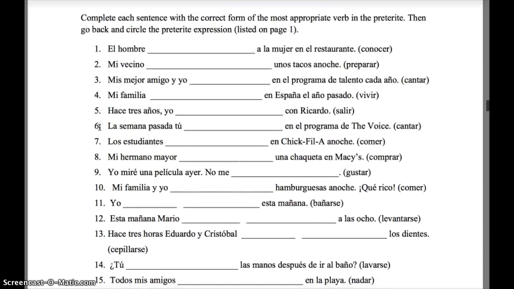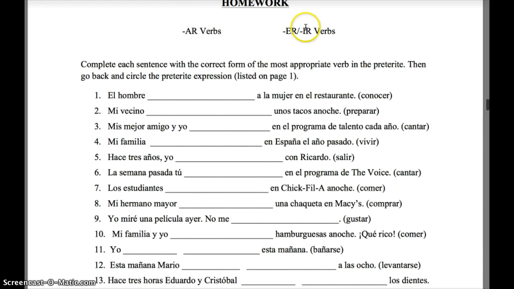So the homework is using AR verbs and ER-IR verbs. So if you've got all of those to deal with, I would suggest that you go and maybe circle the ER-IR verbs and don't circle the AR verbs. That way it sticks out in your head and you know what to do with each one. I'm going to do the first few for you. So I've got conoció, preparó, cantamos.